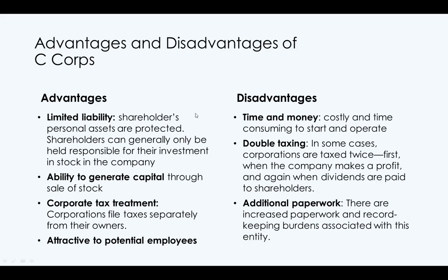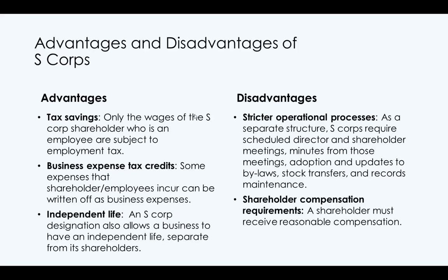Walt Disney died, the Disney Corporation continues to exist. And the same is true for an S Corporation. Some disadvantages is it has stricter operational procedures. An S Corp requires scheduled director and shareholder meetings, minutes from those meetings, adoption and updates to bylaws, stock transfers, and records maintenance. So a lot more record keeping has to happen in order to prove that they are actually qualifying to be an S corporation.